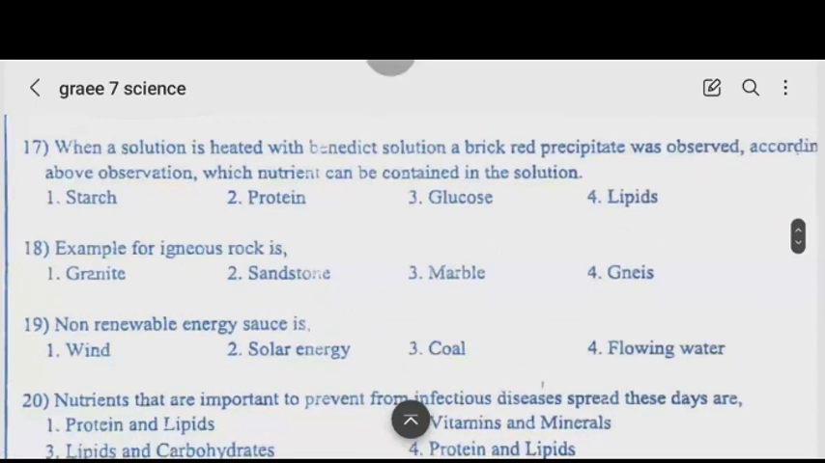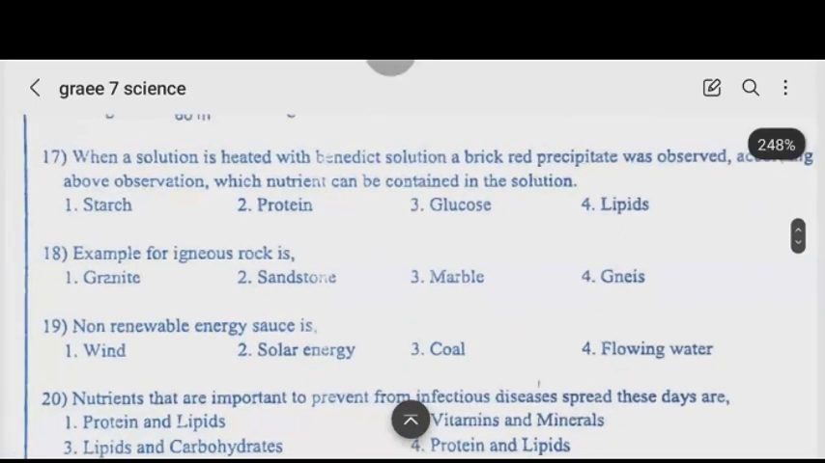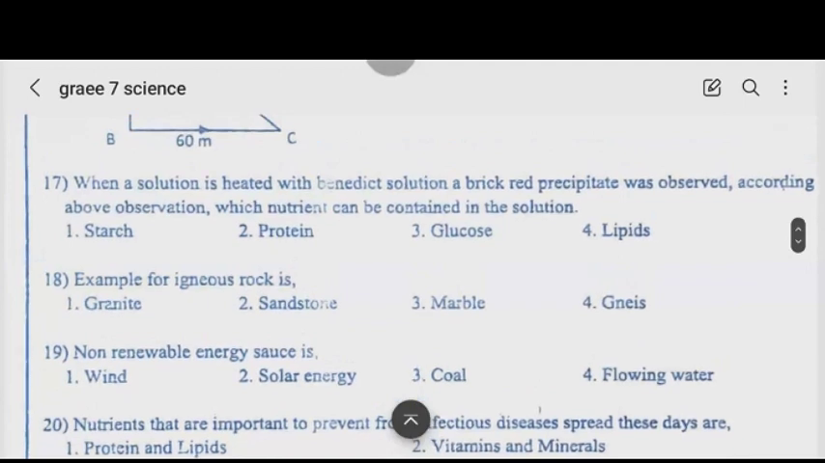Let's move on to the 17th question. When a solution is heated with Benedict solution, a brick red precipitate was observed. According to the above observation, which nutrition can be contained in the solution? This part is not yet completed, but I'll teach you how to do this.